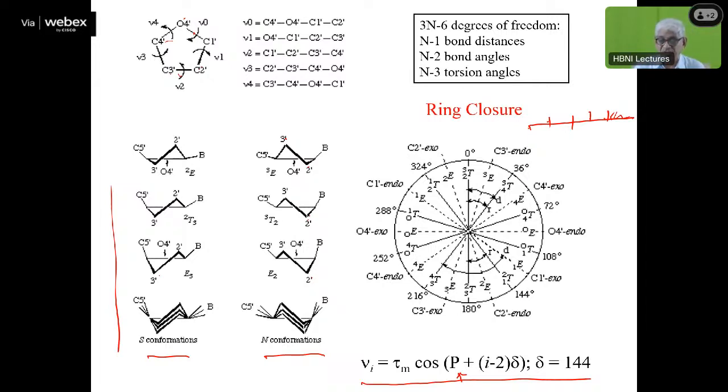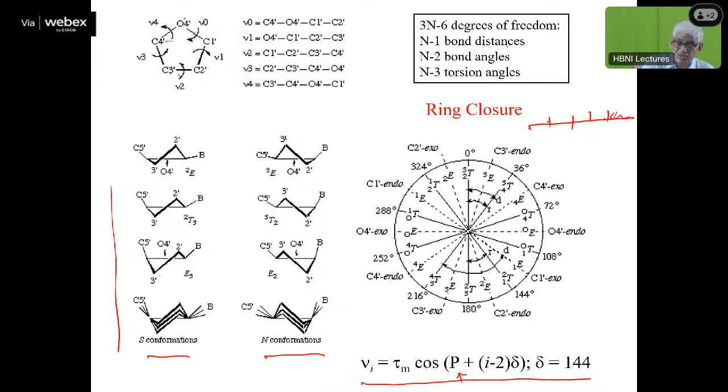Any 3 atoms, you can put them in a plane. That you understand. Now the other 2 atoms, where they are present will be determined by the degrees of freedom, the relative positions of all of these 5 atoms. What are the parameters? For n atoms there are 3n minus 6 degrees of freedom. If n is 5, there are a total of 9 degrees of freedom.